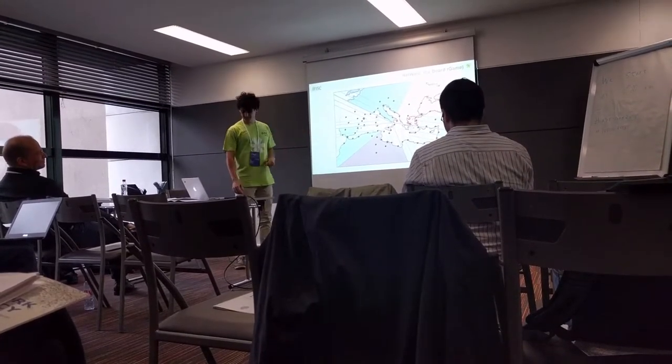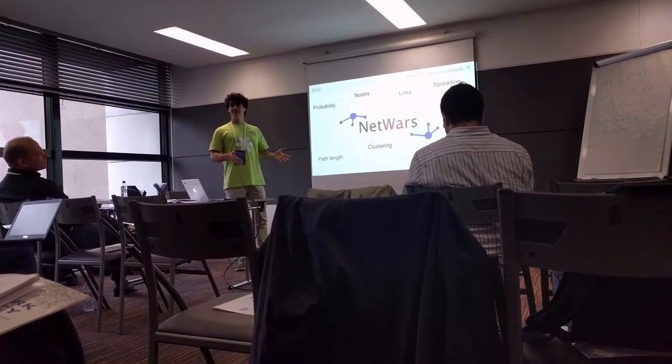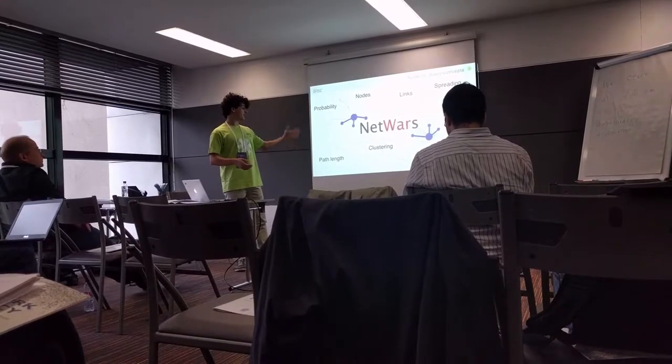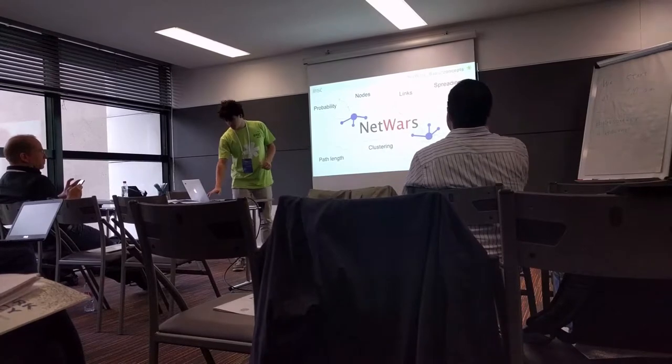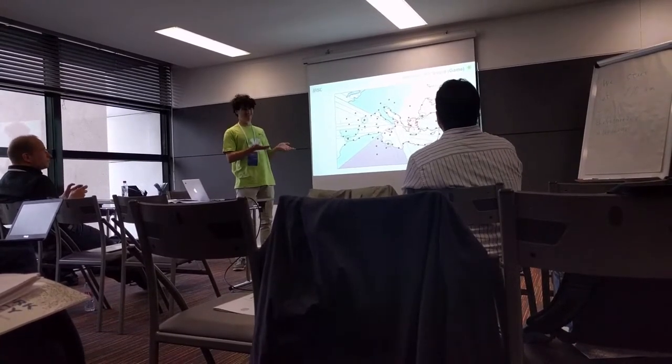This is the map, and these are the concepts that we implemented in the game: probability, nodes, links, spreading, path lengths, clustering, degrees and threat. I will go through all of them, but of course, let's begin with the board.